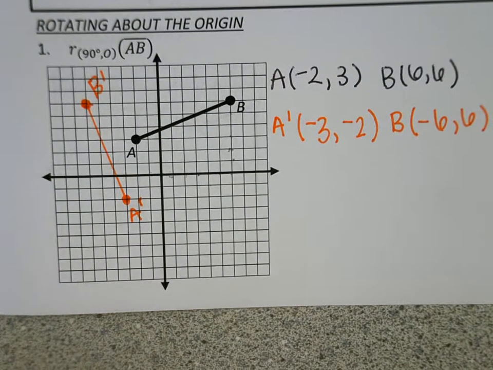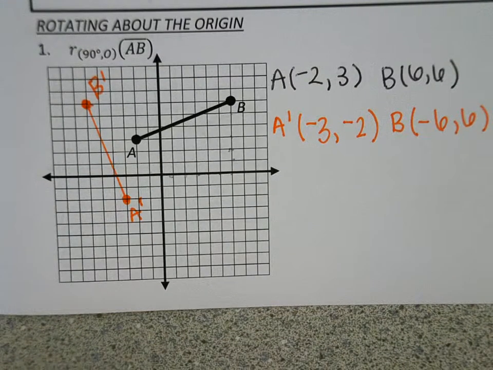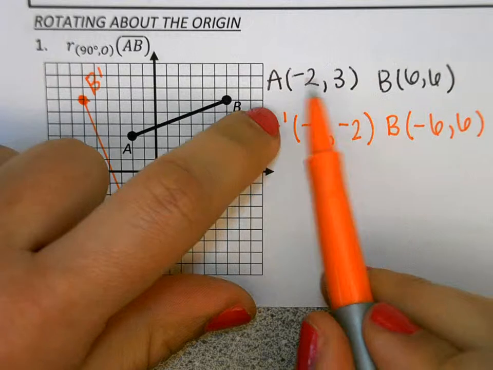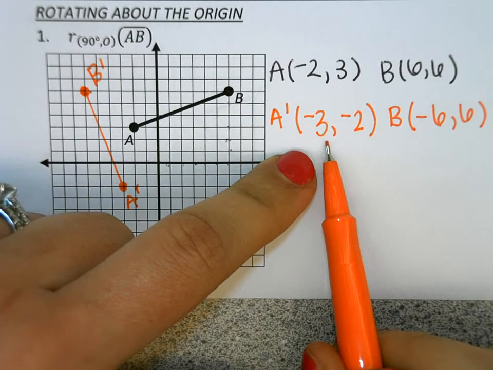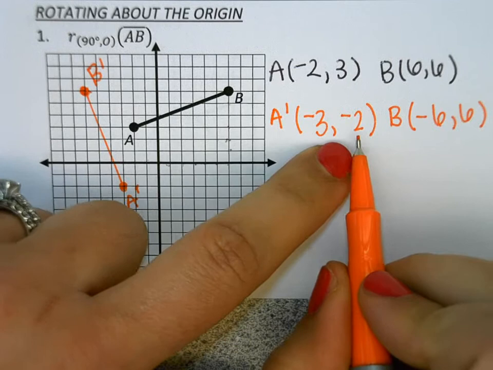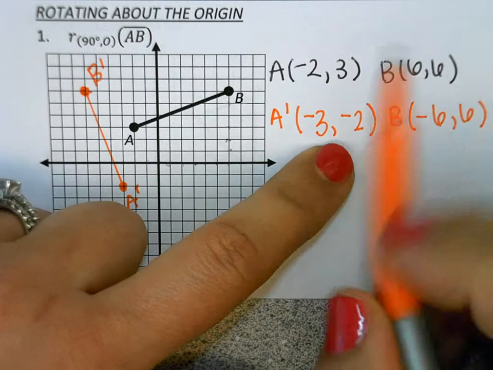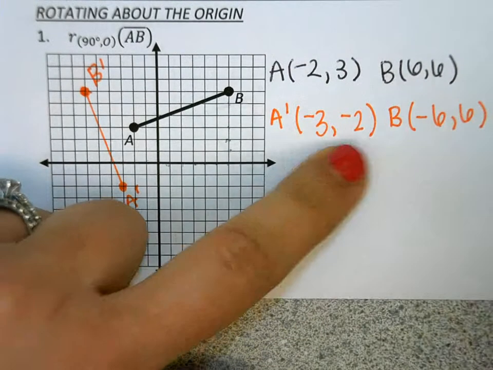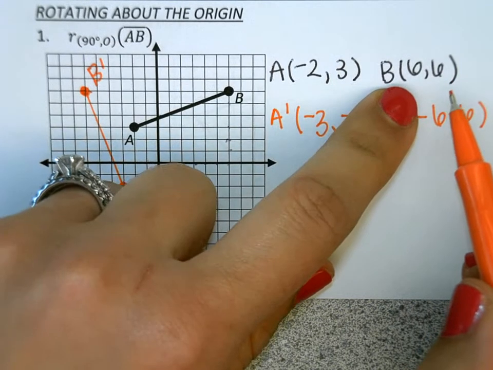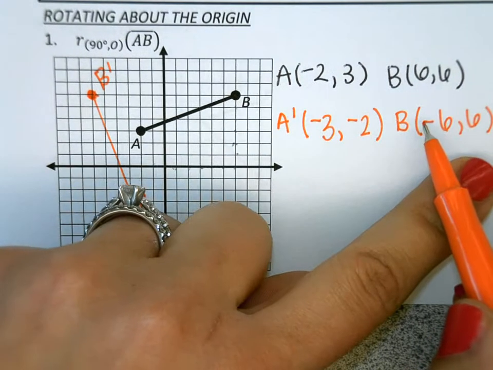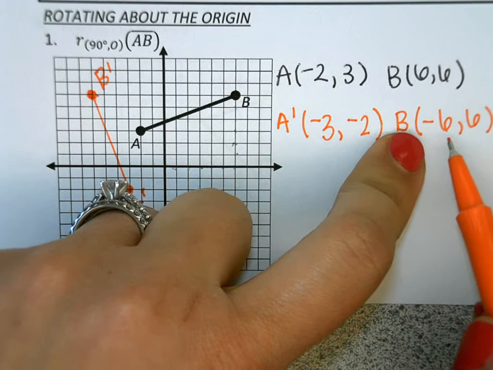Let's see if we can figure out the pattern. What happened to the A coordinate? It swapped, and what happened to the new x coordinate? It turned negative. Did the new y coordinate change at all? No, it stayed negative and negative. What about B? It's hard to tell because they were both 6's, but what do you think happened? They swapped, and then the new x became negative.